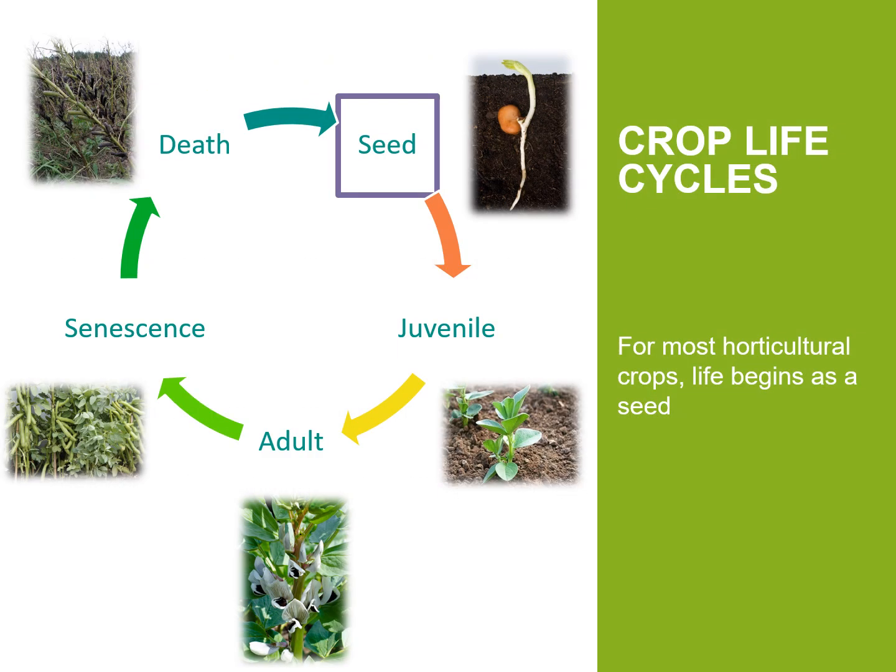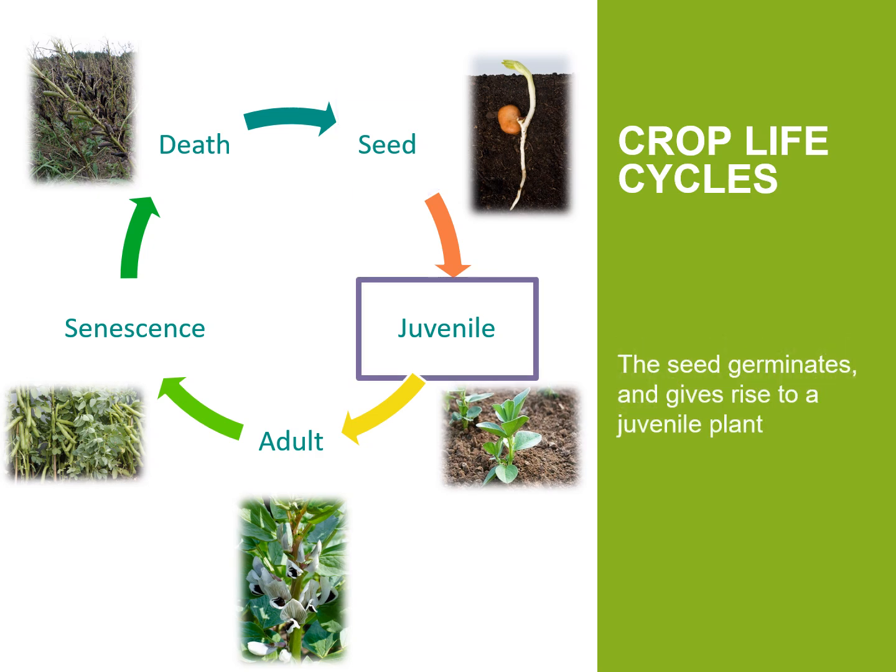So you may already be familiar with the crop life cycle in its most basic form, but just to go over it again. A lot of horticultural crops develop from seeds. There are notable exceptions, and we will go over those in future screencasts. But the most basic crop cycles begin with the planting of the seed. This then germinates to give rise to a juvenile plant or seedling.